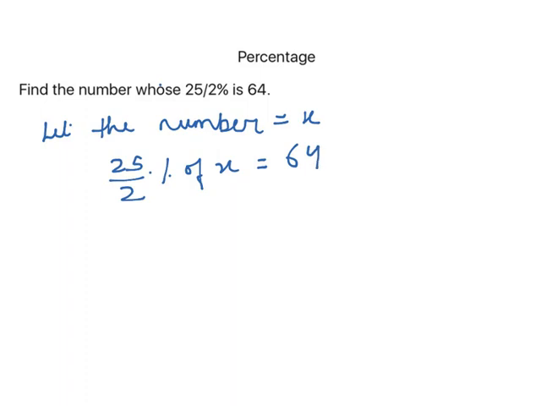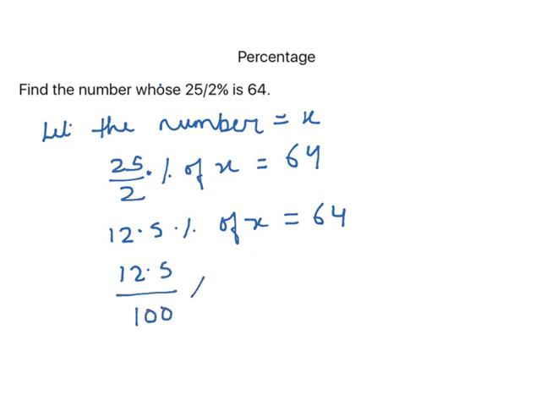So we have to make an equation from the question. Accordingly, 25 by 2% of x is equal to 64. Now we will convert into a decimal. It will give us 12.5% of x is equal to 64. As we already know, to remove the percentage sign we will put 100 in the denominator. So we will get 12.5 divided by 100, and of means the multiply sign, x equals 64.